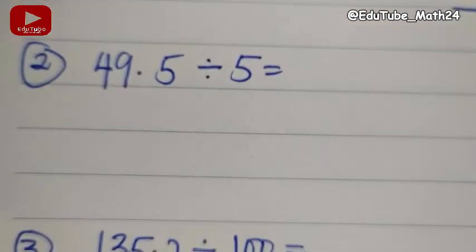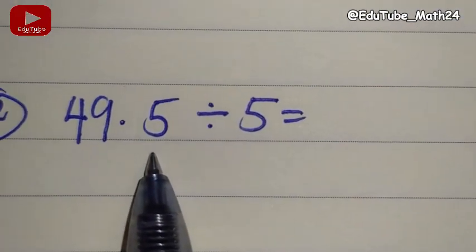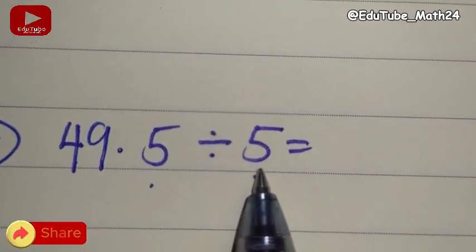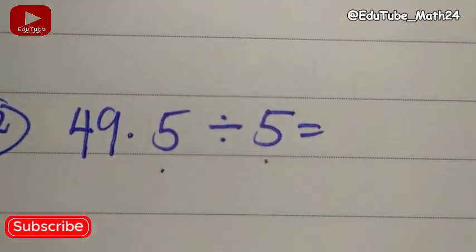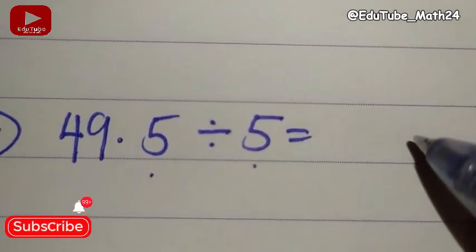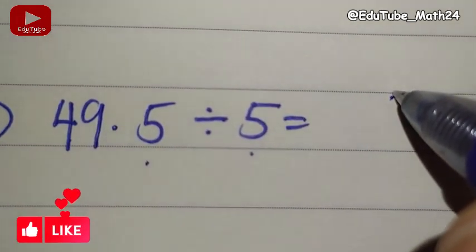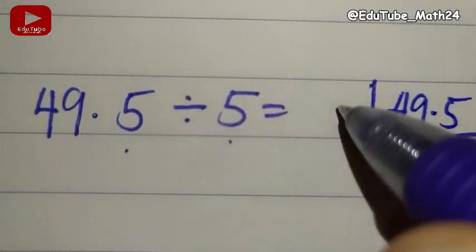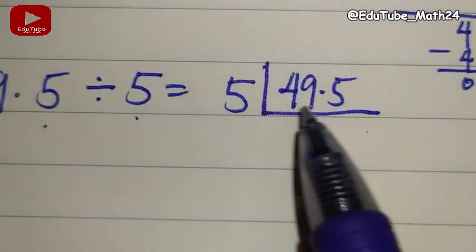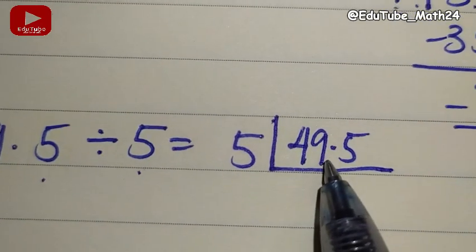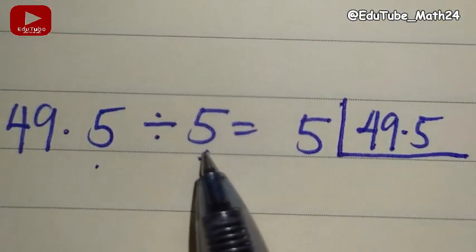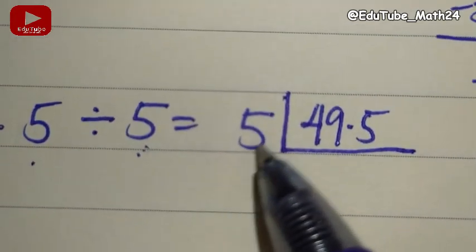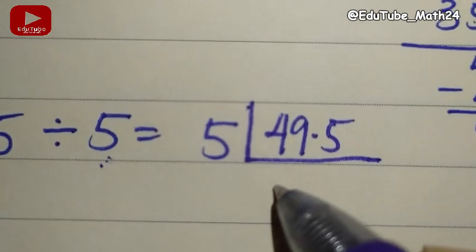Now the next one, we are dividing a decimal number by a pure whole number. In this case, our divisor is a whole number and our dividend is a decimal number, so we are not stressing ourselves much here. I'm going to use short division, with my 49.5 inside and my 5 outside. Why am I using short division? Simply because it's a short number, and also our divisor is not a decimal number, so there is no need for rationalization. So 5 in 49, of course, will give me what?